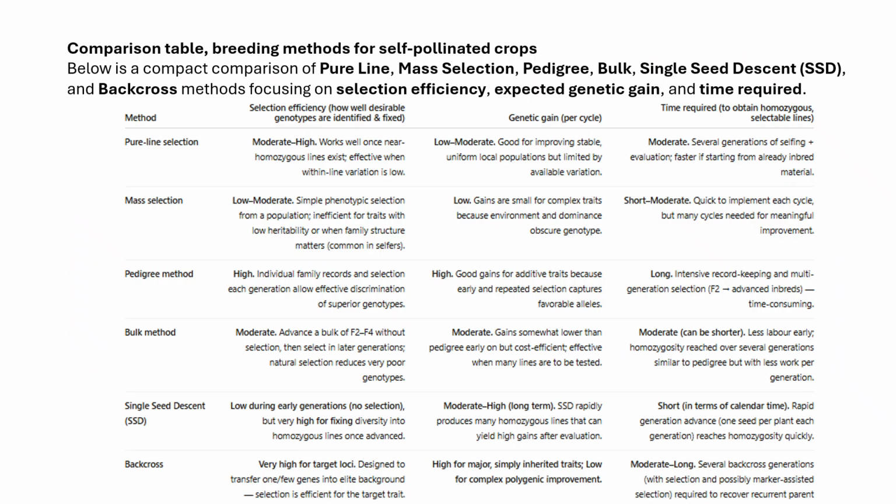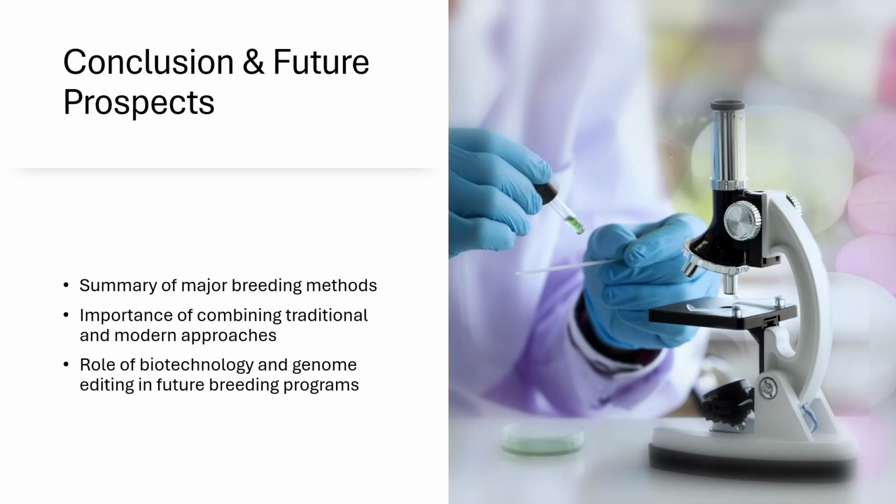Comparison table. Breeding methods for self-pollinated crops. Major breeding methods include selection, hybridization, mutation, and backcrossing to improve crop traits. Integrating conventional and modern techniques enhances efficiency and precision in crop improvement. Biotechnology and genome editing enable targeted trait improvement and faster development of superior crop varieties.